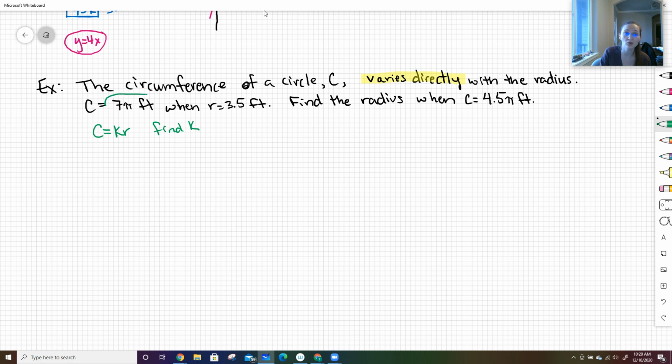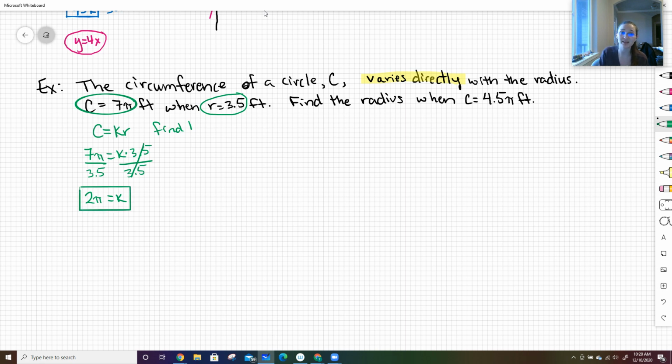We know when our circumference is 7 pi feet, our radius is 3.5 feet. That is a pair. We know both sides, so I can plug that in. 7 pi equals k times 3.5. And I can solve for k. I can divide both sides by 3.5. It cancels over here, and we would get 2 pi equals k. So notice I only divided the 7 by the 3.5, and I just left the pi alone because I didn't want to work with all those crazy decimals.